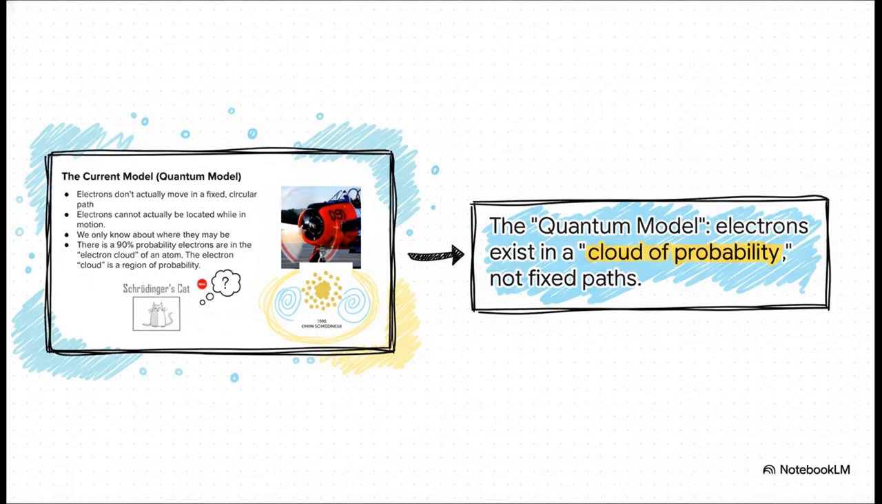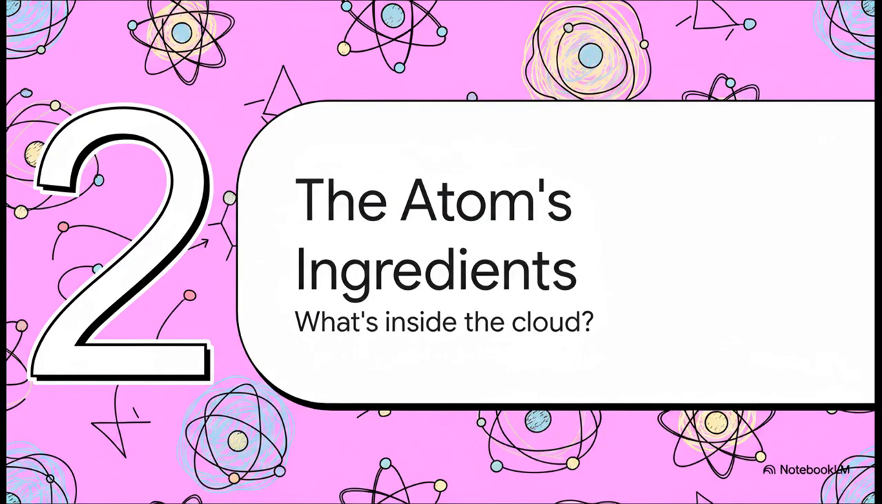Fast forward a bit, and all these discoveries lead us to the quantum model. And this is where your brain might start to hurt a little. Forget those nice, neat orbits like planets around the sun. It turns out we can't ever know exactly where an electron is. All we can do is find a region of space, this electron cloud, and say, okay, there's a 90% chance of finding the electron somewhere in here. Weird, right? So we've got this tiny, dense nucleus sitting inside a big, fuzzy cloud. But what are these things actually made of? Well, that brings us to our next section, the atom's ingredients.